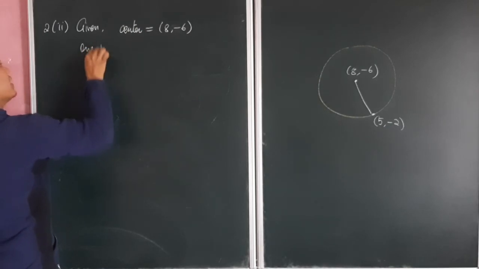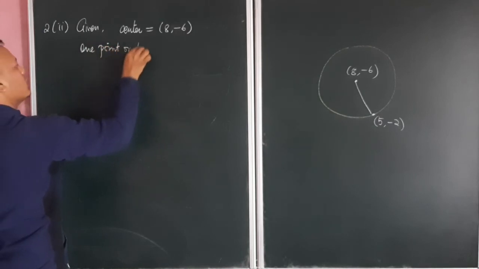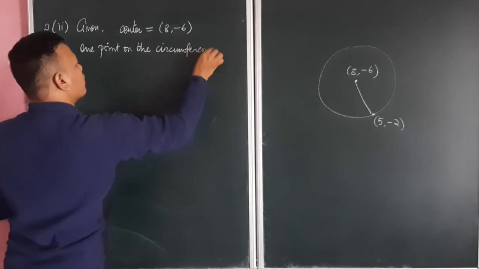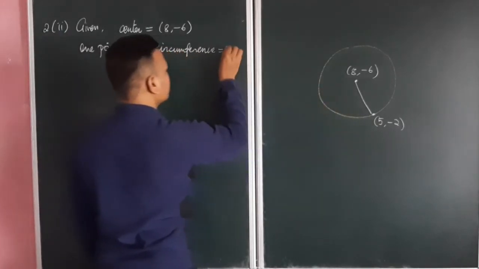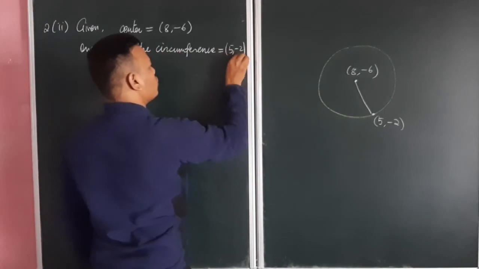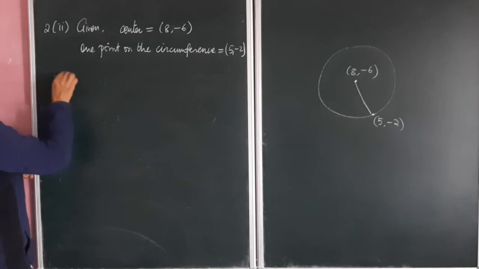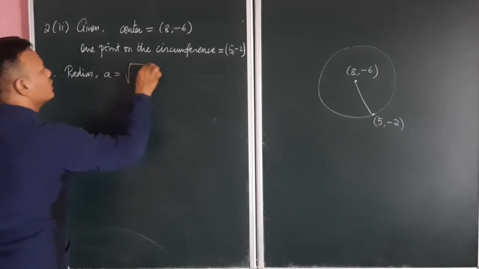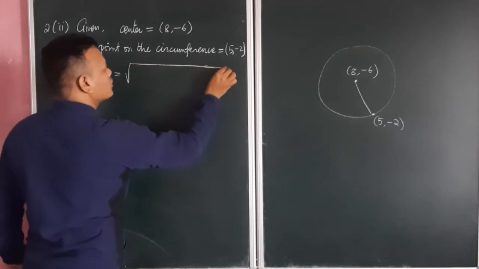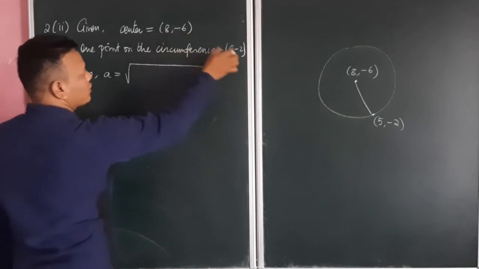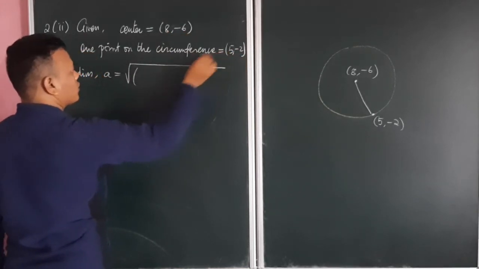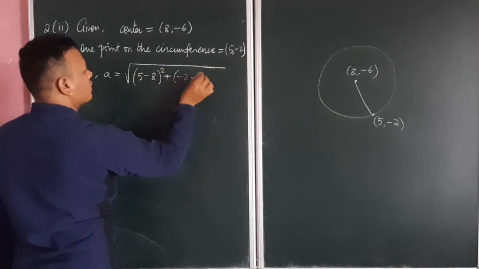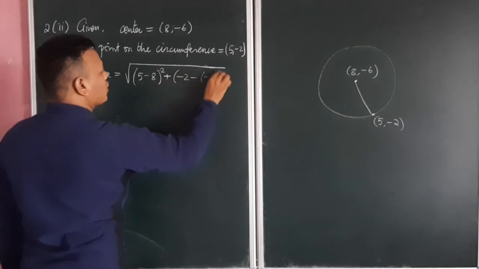And one point on the circumference, right? So let me call this the circumference. What is the one point on the circumference? This is 5, -2. Okay, so therefore the radius, or let me call this a, will be equal to, let's make use of the distance formula out here. So the distance formula says, this is my x1 y1, this is my x2 y2. Okay, so x2 minus x1, so that is 5 - 8 whole square, plus y2 minus y1, y1 is -6, whole square.